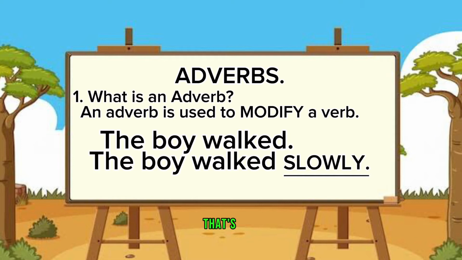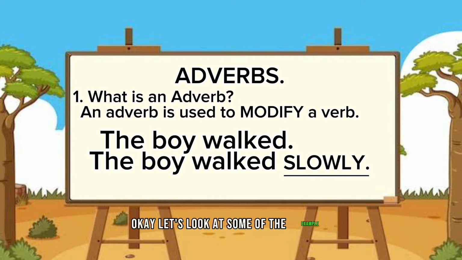It walked, that's fine, but it didn't walk very fast. Was it very slow? So, to tell you more about how it walked, about that verb, what do we use? We use an adverb. So the boy walked slowly.